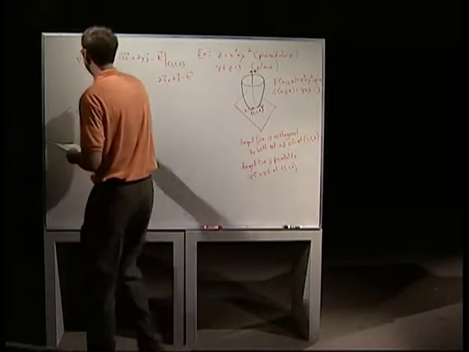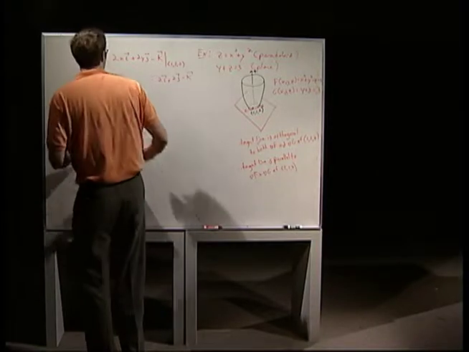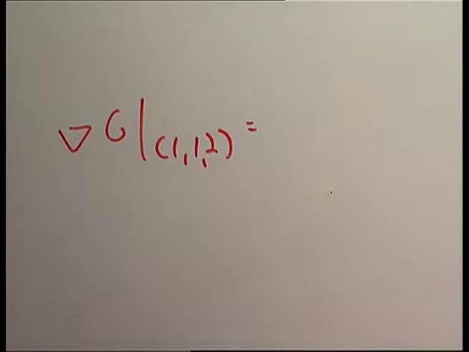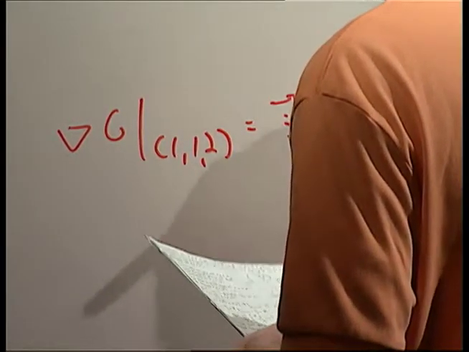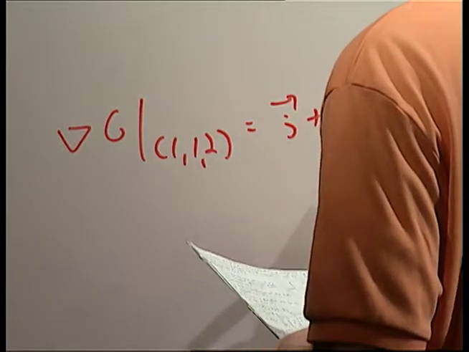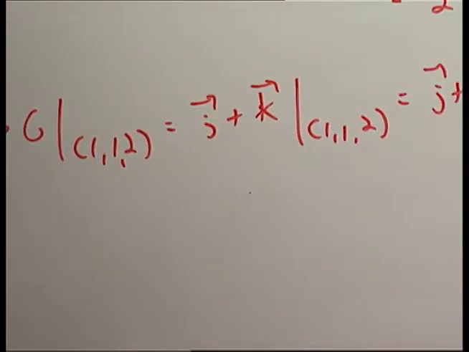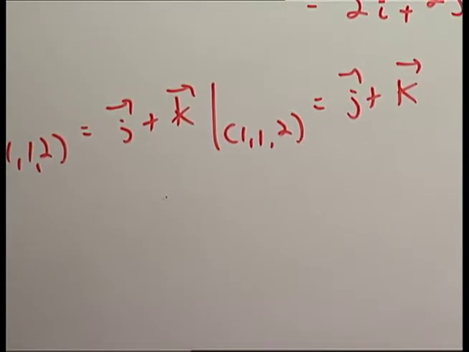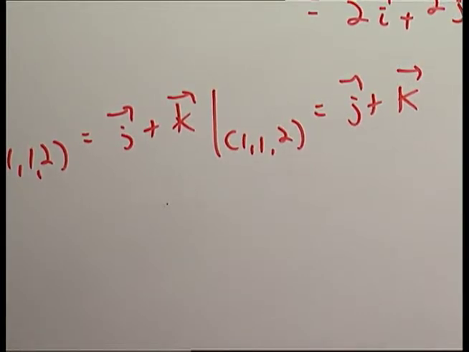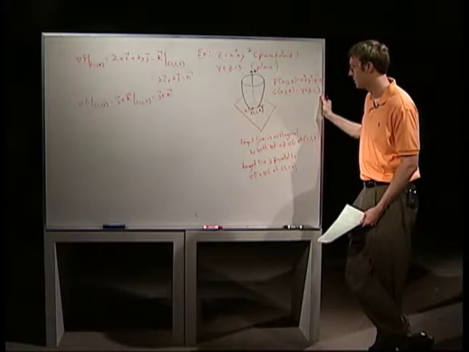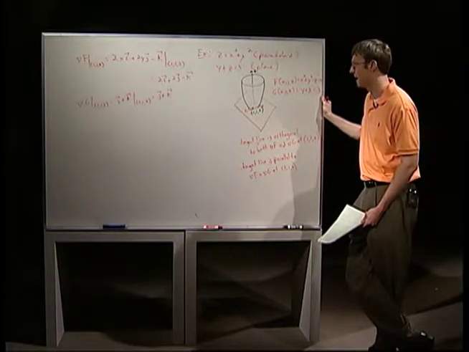Grad g, on the other hand, all right, so there's no x term at all, so there's no i component. This guy is just j plus k at (1, 1, 2), which is just j plus k. There's nothing even to evaluate there. Makes sense because the gradient of a plane is the gradient of a bunch of linear terms. It should be constant, right? Because a constant direction is increasing on this plane at any given point.